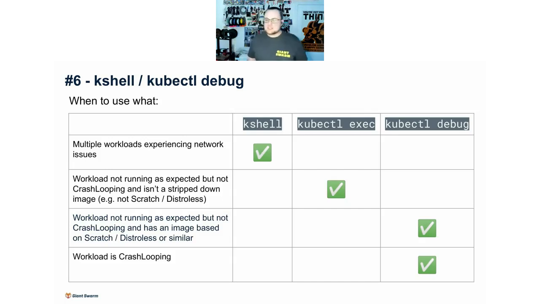Now, each of these are useful in different scenarios. As I said, that kshell alias that I use is generally for when I'm seeing issues with multiple workloads within a cluster. So generally, this is networking. I want to see if CoreDNS is broken. I want to see if my network CNI is broken, that kind of thing. If I've got a workload that is running but is acting a bit weird, I'll generally go for kubectl exec, if my container has enough for me to actually get a shell. If the workload is not running as expected, but it's not crash looping, but it doesn't have that, that's where I'd start using kubectl debug. Similarly, if it was crash looping, kubectl debug.